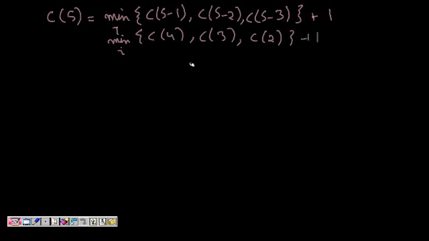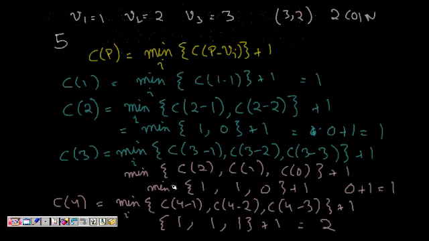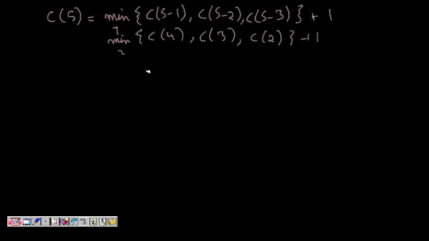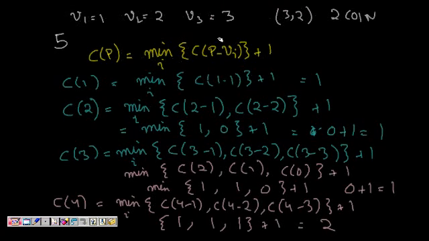So C of 4, now we have to use C recursively back. I already know the optimal solution that to make a change of 4 I need 2 coins minimum. So I will write here 2, for 3 it was 1, for 2 it was 1 coin, plus 1. So what happens? The minimum among them is 1 plus 1, so this is 2. So C of 5 we can make using 2 coins, which will be clear also. 5 I can make with 3 plus 2.